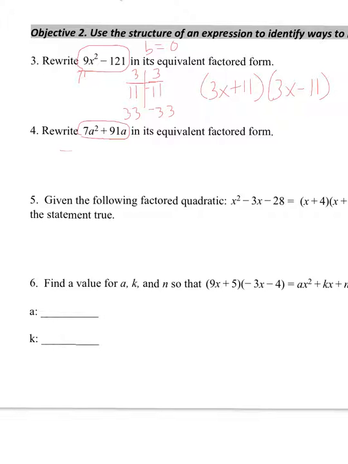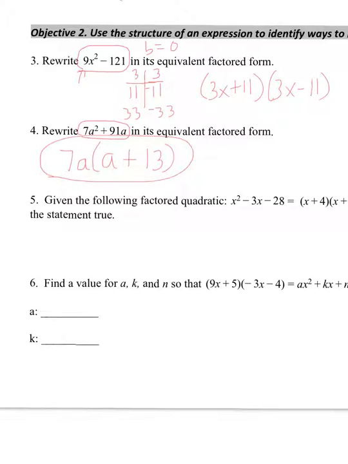So if I take a 7 out and an a out, and when I say take it out, what I mean is divide it. I'm writing this as I'm dividing and writing it as 2 things multiplied by each other. That's what factored form means. Okay. If I take 7a and I divide it by 7a squared, I'll be left with an a. And when I divide 7a by 91a, I'll be left with 13. And so that is my factored form right there. Okay?